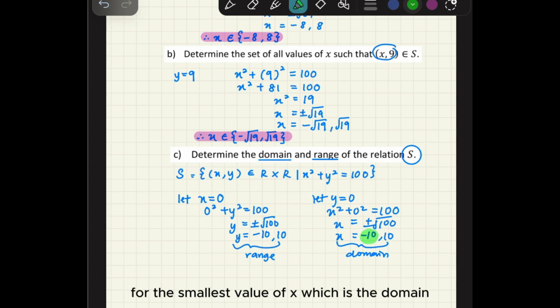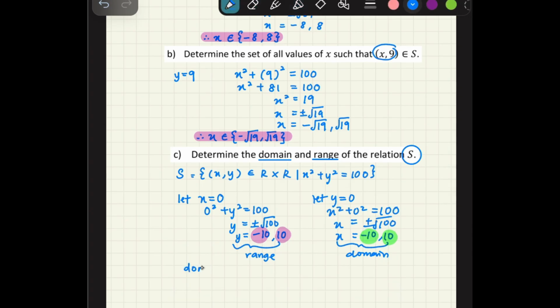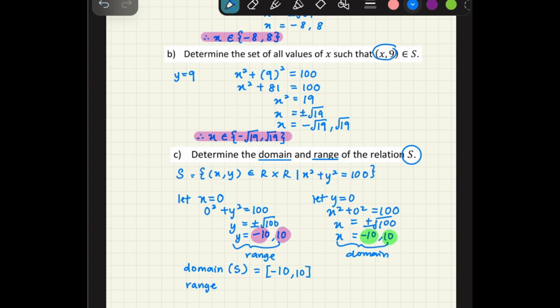For the smallest value of x, which is the domain, it is equal to negative 10, and for the largest, it is equal to 10. As for y, the smallest value in the range is negative 10 and the largest is 10. So from this, we get the domain for set S, which is the closed interval from negative 10 to 10. As for the range of set S, it is also the closed interval from negative 10 to 10.